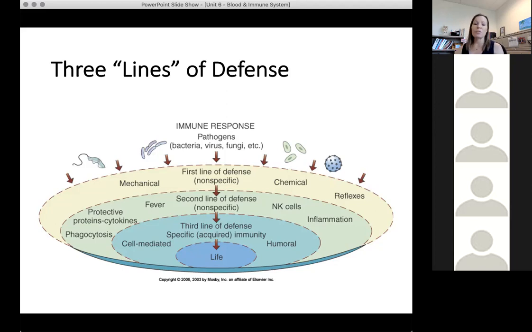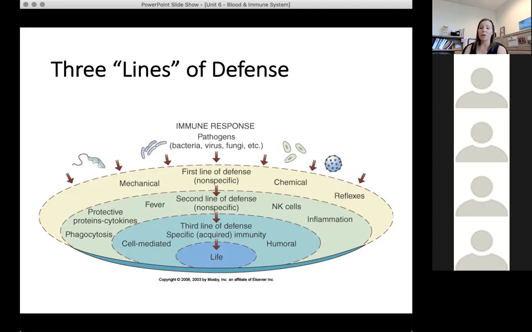So the first line of defense are mechanical and chemical barriers, basically on your body's surface. The mechanical barriers are your skin. So these are physically preventing things from entering the body. It's your skin, which is many layers of tightly packed cells, mucous membranes, the hairs that line the openings into your body, like nose hairs, basically.